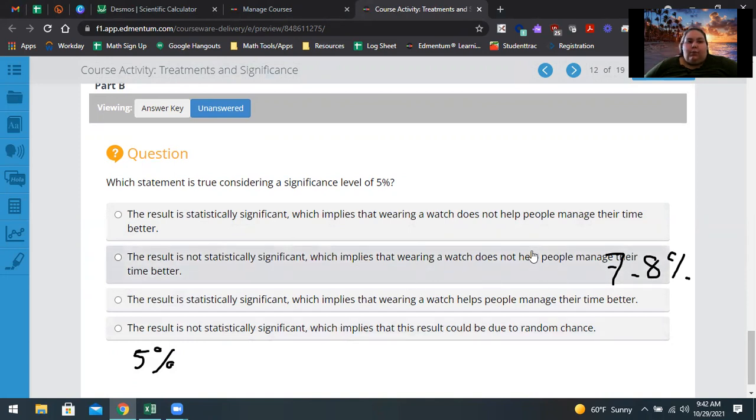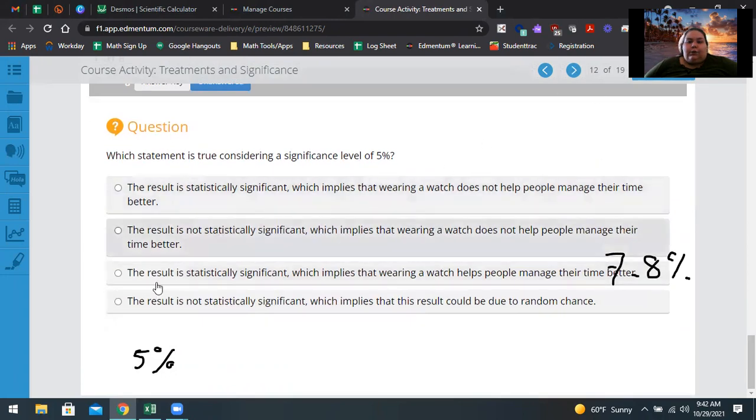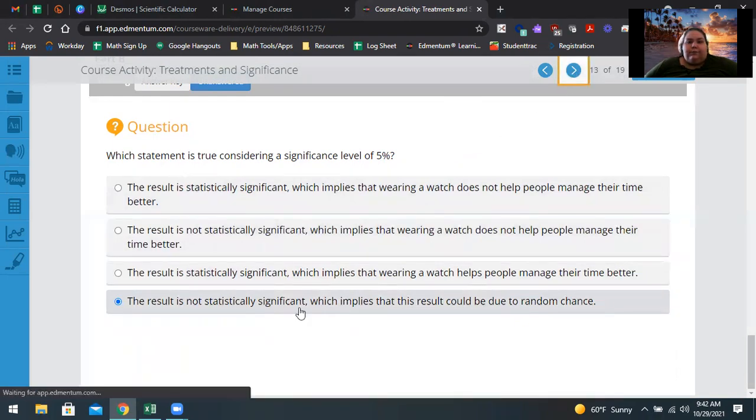We would probably have to do more investigation or more testing, maybe a different way of looking into it, because again, how does time management show depending on if you arrive early or not? So this implies the results could be due to random chance. We're going to go ahead and select this option down below, and take a look at the next task over.